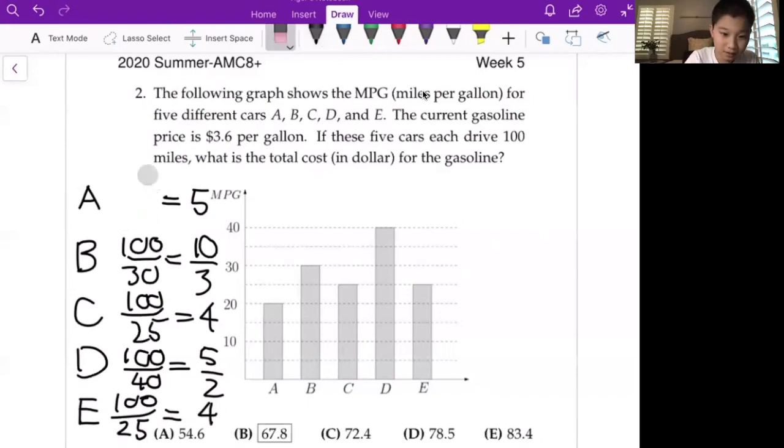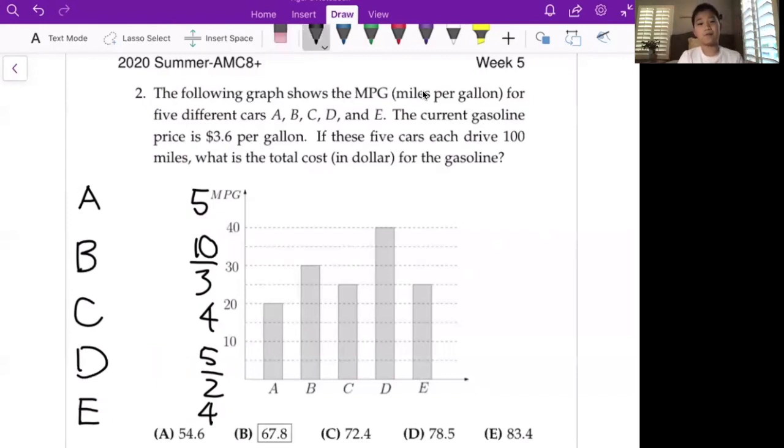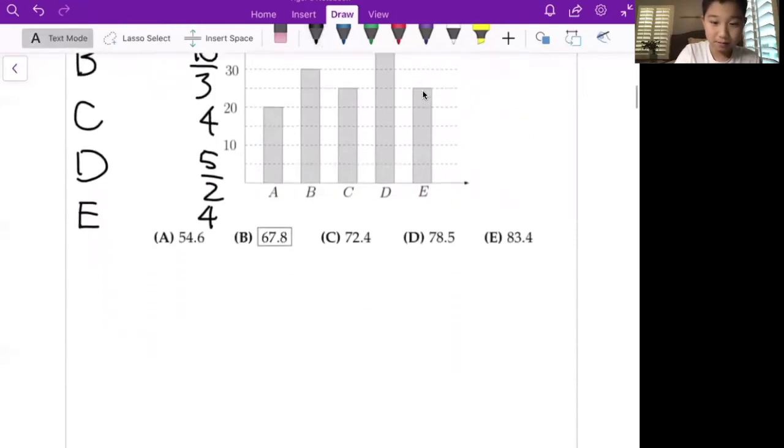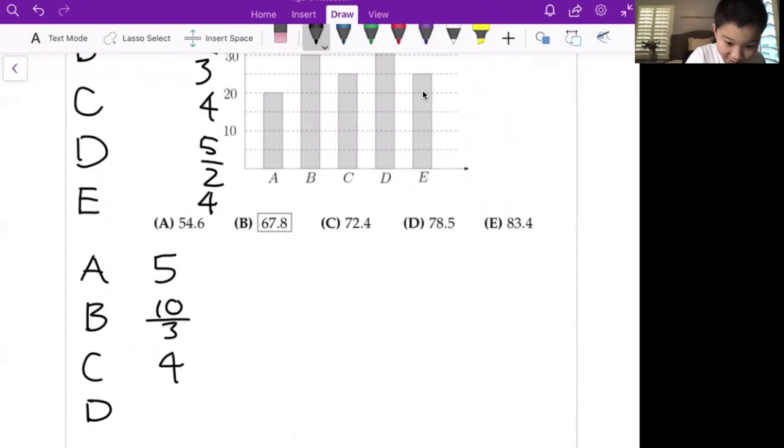So let's just record each of those. Let's see how much the owners of each car would have to pay. Let's make it a bit more organized. A, 5, B, 10 over 3, C, 4, D, 5 over 2, and E, 4.